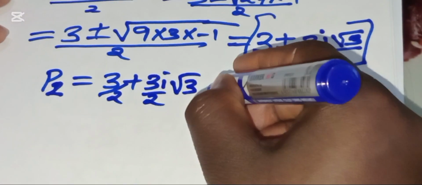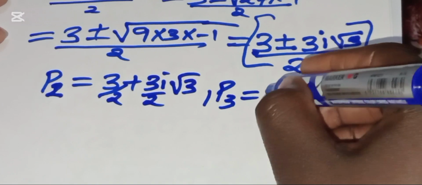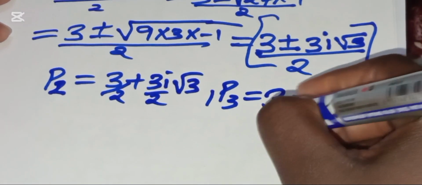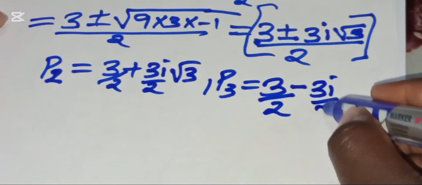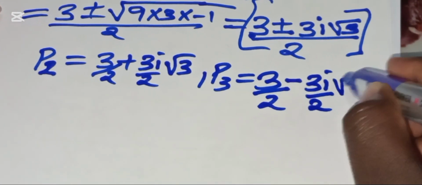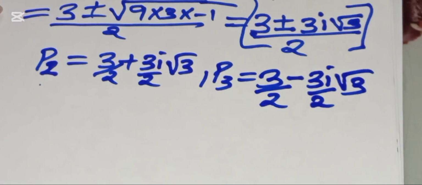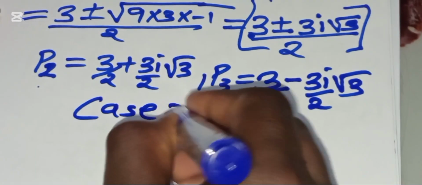Then P3 is equal to 3 over 2 subtract 3i divided by 2 square root of 3. This is P2 and P3. So let's move to case 2.